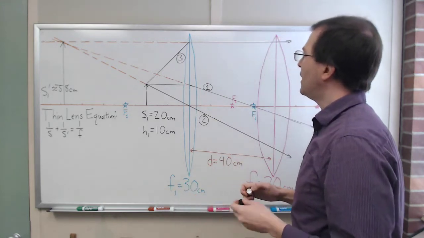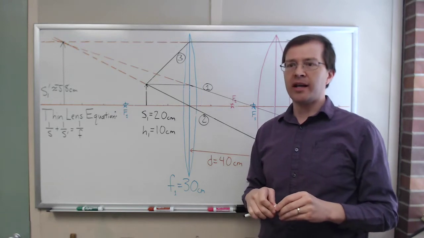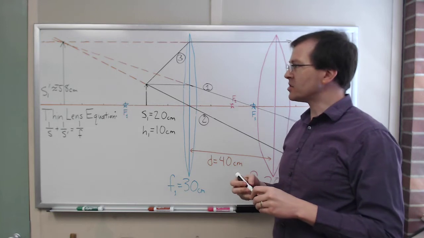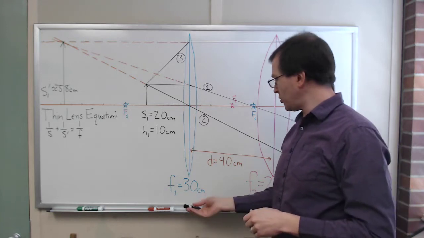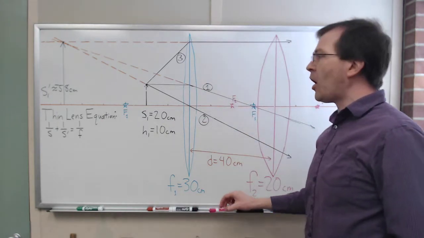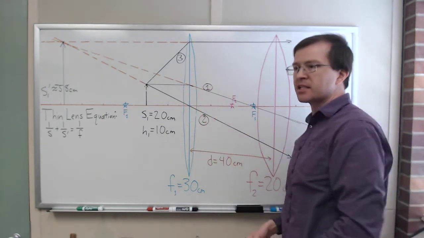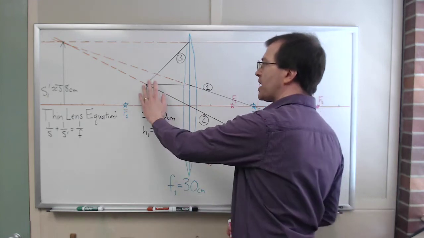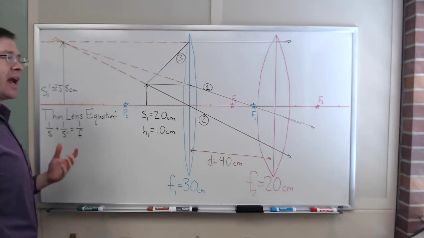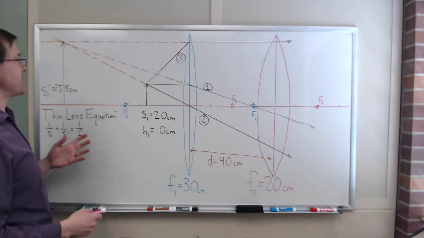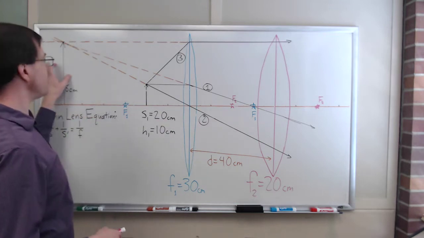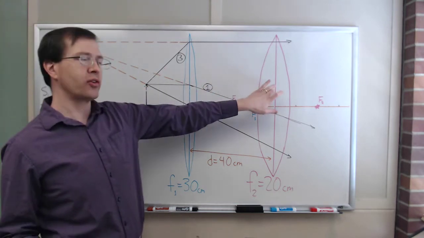But now I need to go on, and I need to say, wait, I'm now going to do lens two. And here's the trick. For lens two, I drop things. I now pretend that lens one doesn't exist. I pretend the original object doesn't exist, and that this image is now the object for lens two. This image for lens one is the object for lens two.